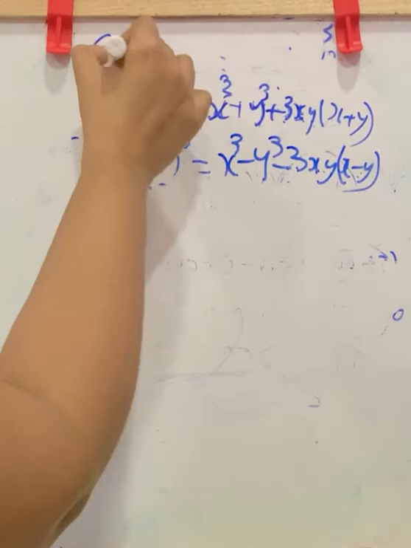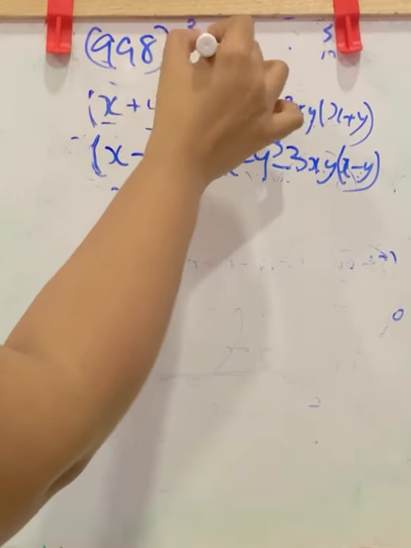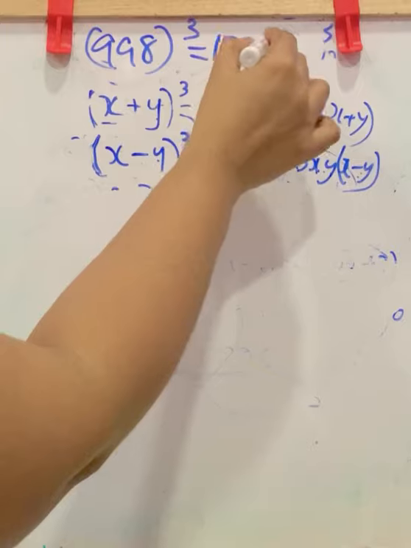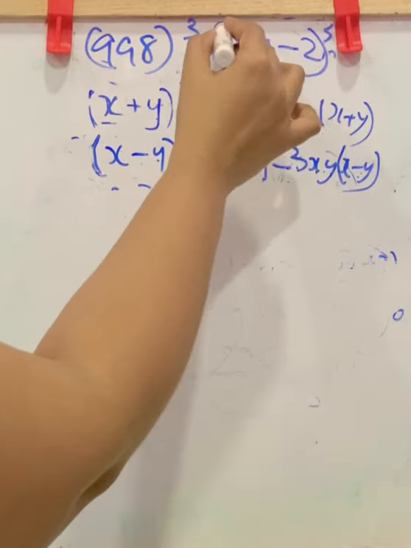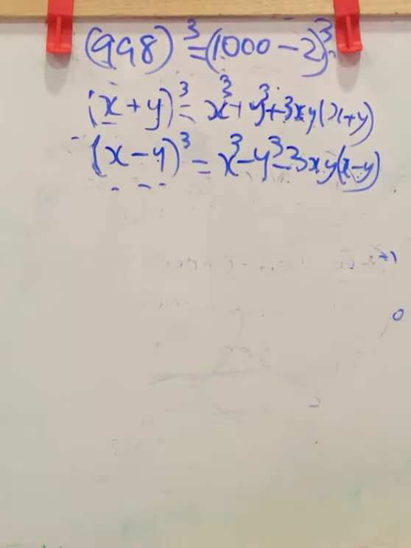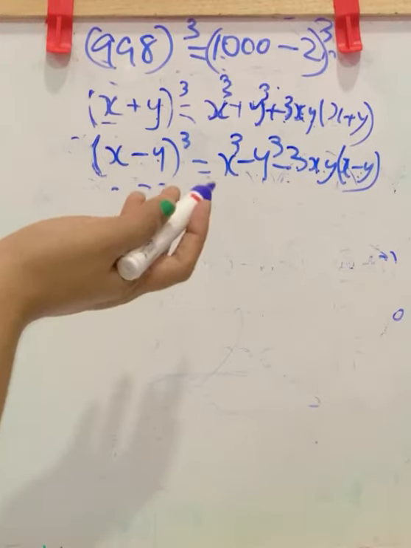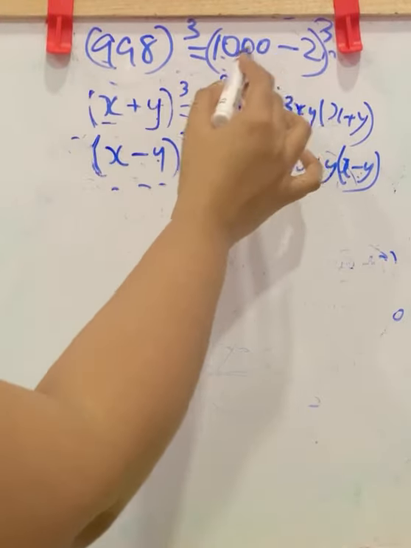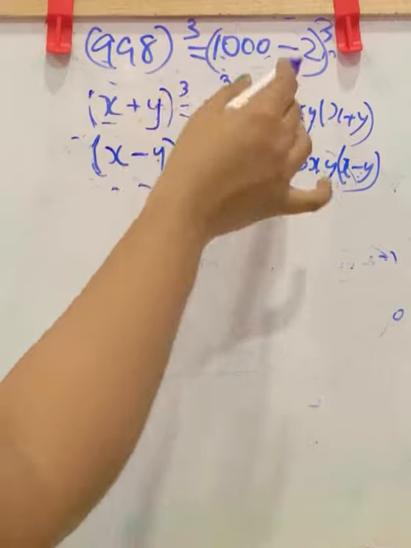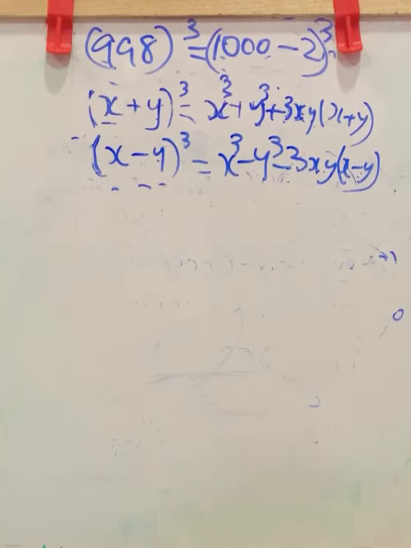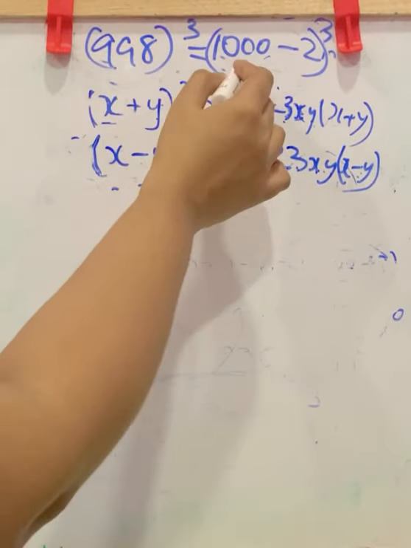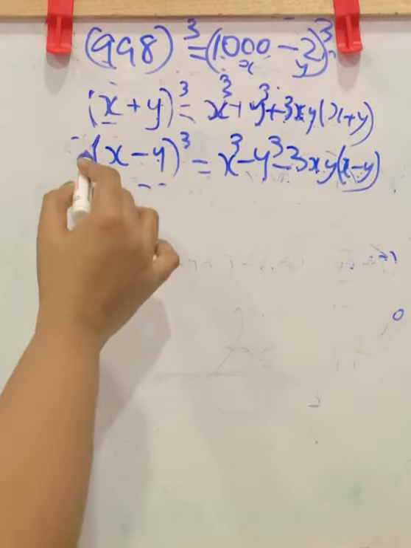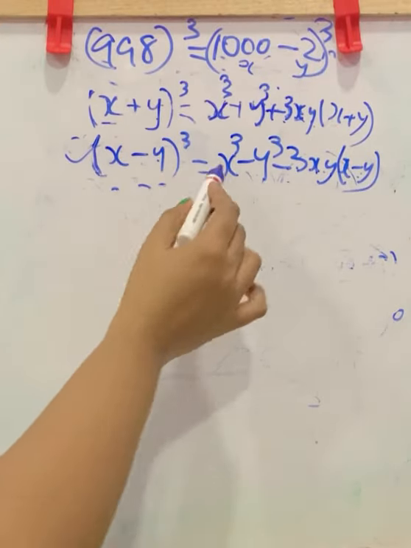998 whole cube. This you can write as 1000 minus 2 whole cube, or you can write 990 plus 8 like that. But it is better to write these types of numbers as 1000 minus 2, which is 998, whole cube. Now this is x and this is y. x minus y whole cube. This is the identity.